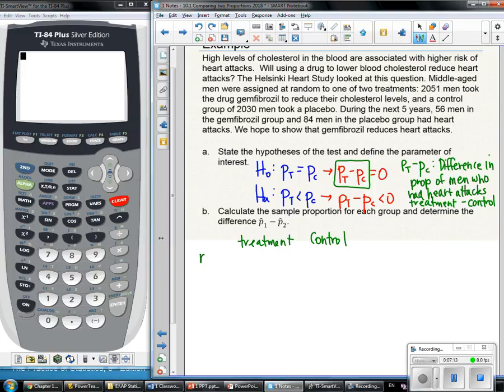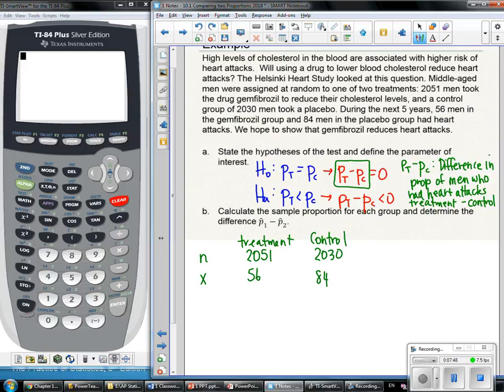So the first thing I'm going to list is my N, my sample size. For my treatment group, I can see that there were 2,051 men in that group, and there were 2,030 men in the control group. I also want to take a look at my number of successes. That's going to be the X, the number of successes in each of these groups. And I can see that 56 men in the treatment group had a heart attack, and I don't know why it's considered a success, even though it's a bad thing, but it's my outcome of interest. And then in the control group, we had 84 men.